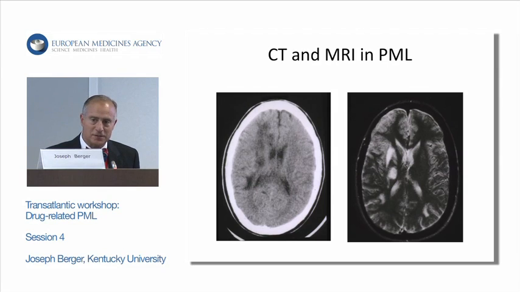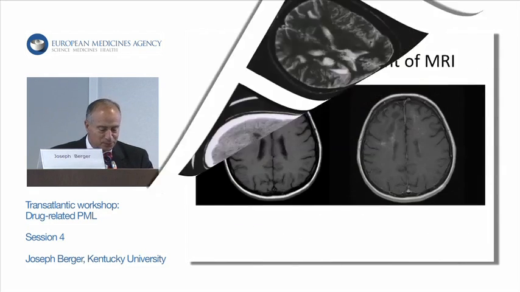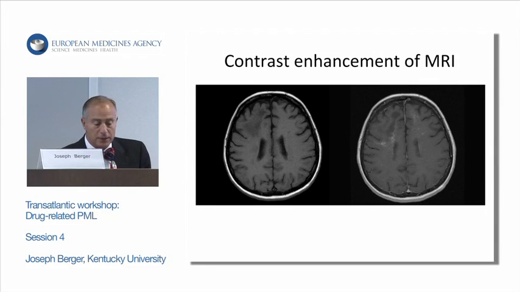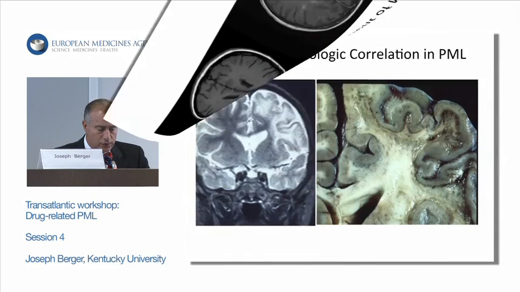In fact, I think it was Dr. Korelnik that mentioned the fact that maybe progressive multifocal leukoencephalopathy isn't the appropriate term for this disease, since it needn't be progressive, it needn't be multifocal, and we know that JC virus needn't only involve the white matter. This is a patient that had been on natalizumab, and what you see is this contrast enhancement, this punctate peripheral contrast enhancement that we think is likely the consequence of inflammation.